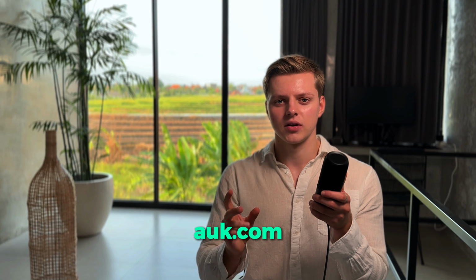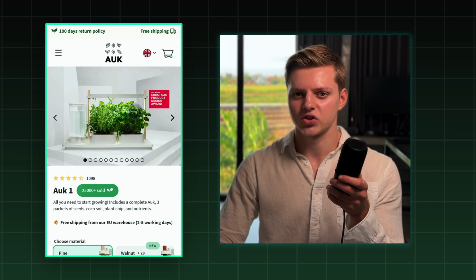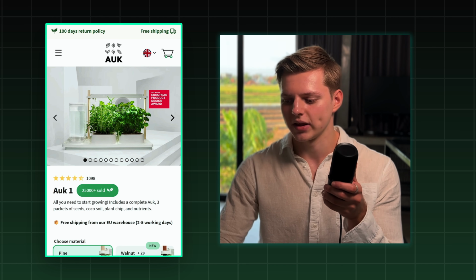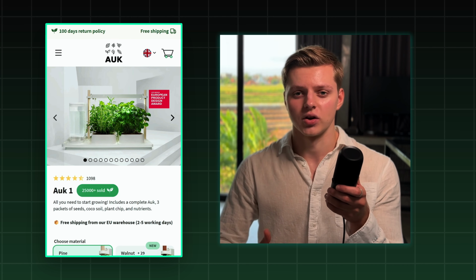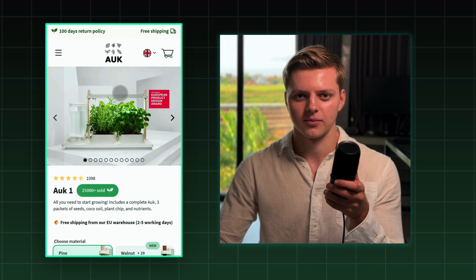Now moving on to the example of a store which does a great job at removing cognitive friction through their product images. So the store is auk.com, and they sell these self-watering, self-fertilizing, self-growing plant stations, which you can just put on your kitchen table and you will grow different herbs and different plants. So it's a really cool product, but as you see, the product images start right off with showing it with actual plants inside it. They could have just used a studio image of this with just the product, but they actually had the plants in them fully grown.